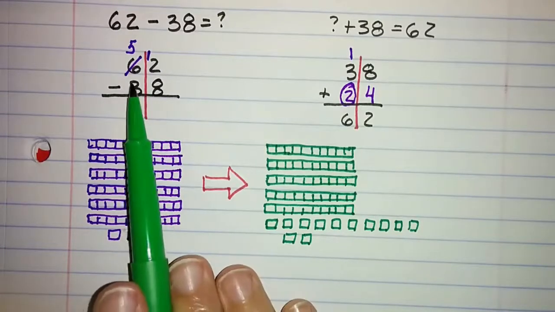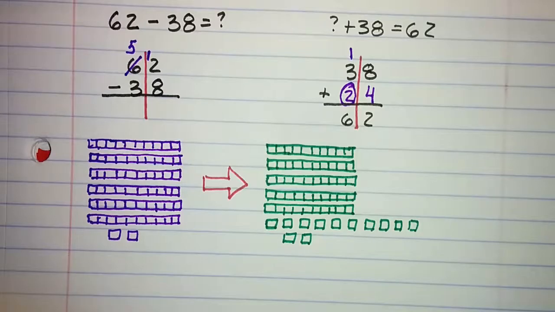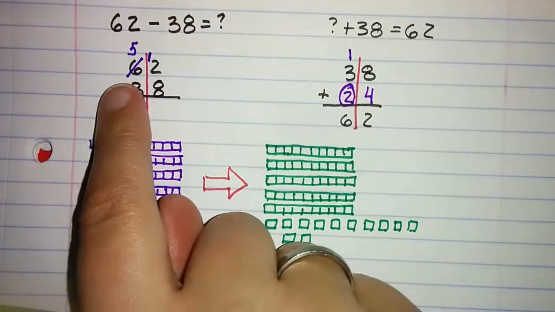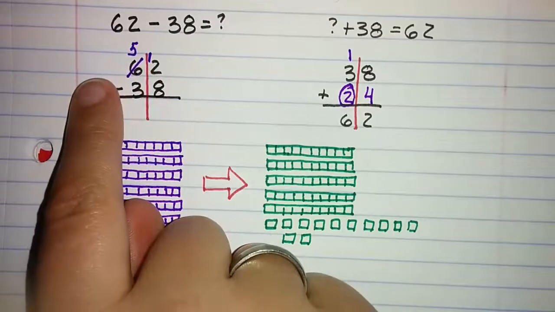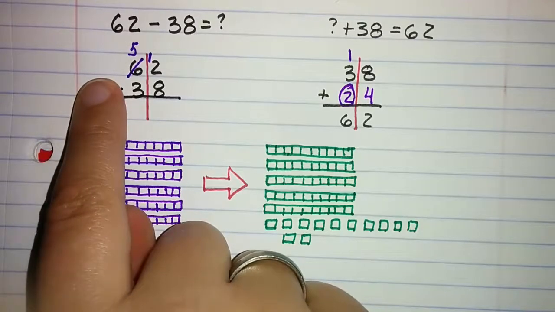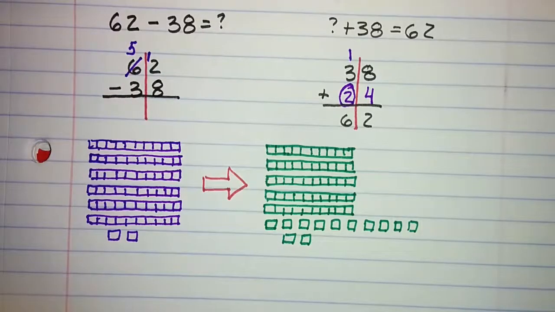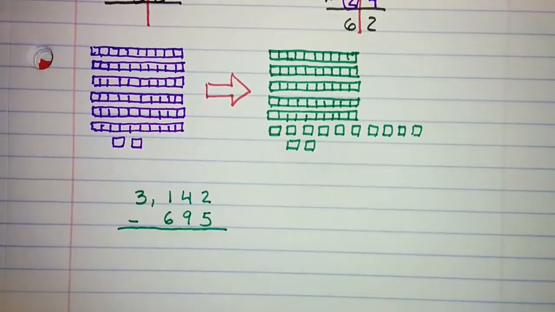Now this process, where we break up a group of 10 into its individual parts, is called borrowing, or sometimes renaming. Here we did it from the tens place to the ones place. Since 100 is 10 tens, we could do the same thing from the hundreds place to the tens place. We could do the same thing from the thousands place to the hundreds place. Sometimes we need to do it several times in the same problem. For example, suppose we want to subtract 3,142 minus 695. Now it's important that we not get ahead of ourselves.